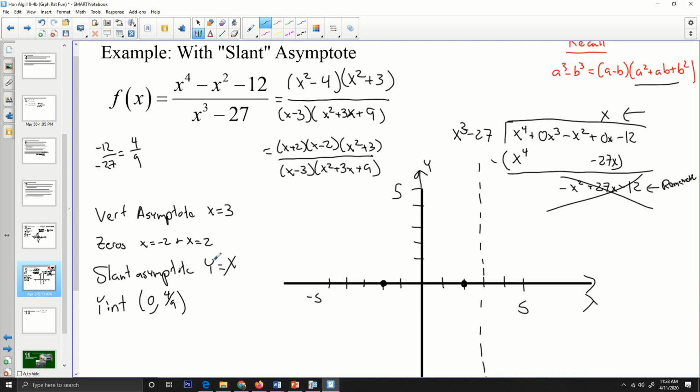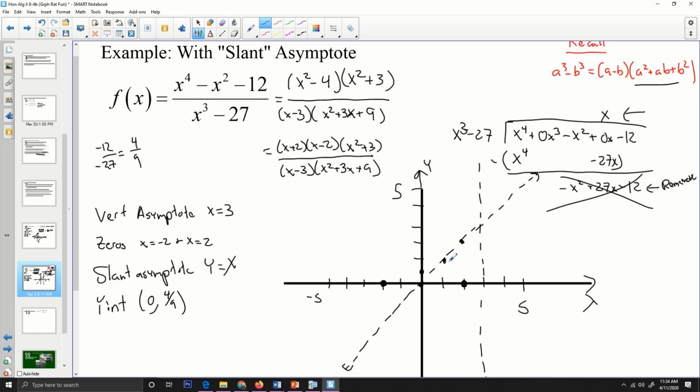Our slant asymptote is y equals x, so when x equals 0, y equals 0. When x equals 1, y equals 1. When x equals 2, y equals 2. And so there's our slant asymptote, and I apologize for this, but it's going to get a little bit of a mess here. So what does the graph have to look like? Well, I have this y-intercept at positive 4/9, which is almost a half, so we'll put that there. So we kind of know what this graph has to look like.